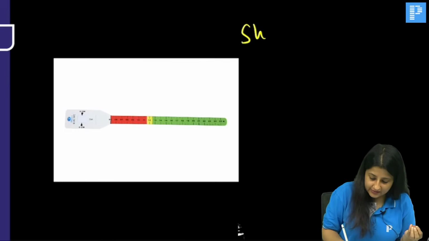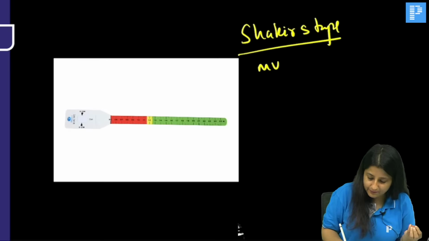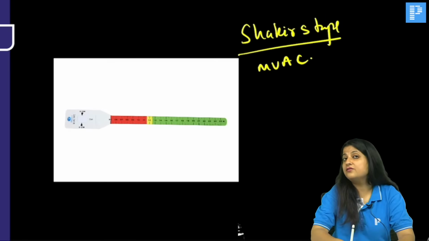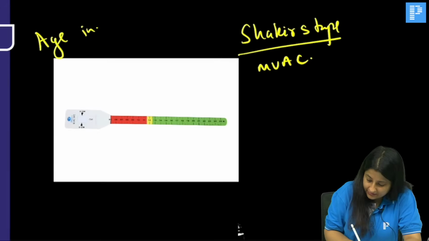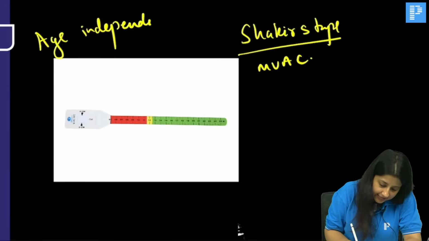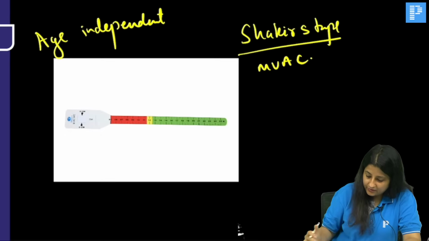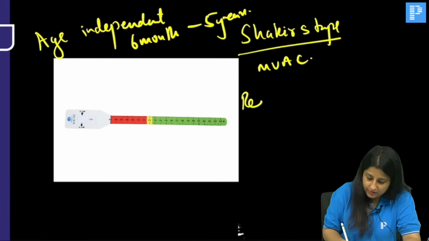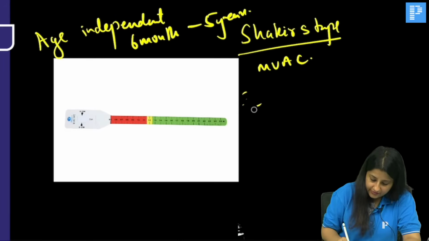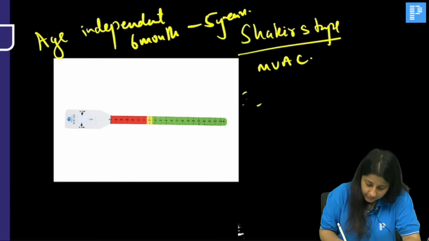Can you tell me the cutoffs for Shakir's tape, guys? What does Shakir's tape measure? Mid upper arm circumference. It's the first nutritional indicator which is age independent. Alright, this is age independent, and we measure it from 6 months to 5 years. If you go to the red zone, let's first talk about the green zone. The green zone is road to health, mid upper arm circumference.